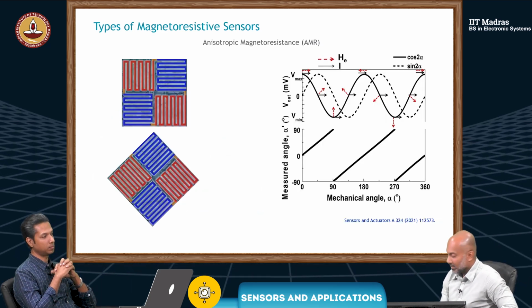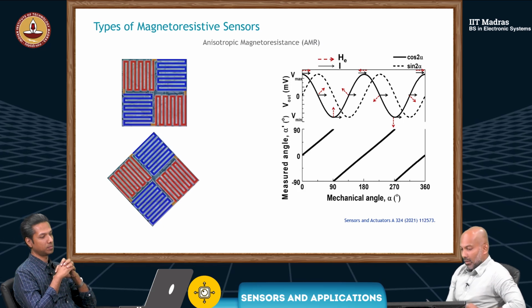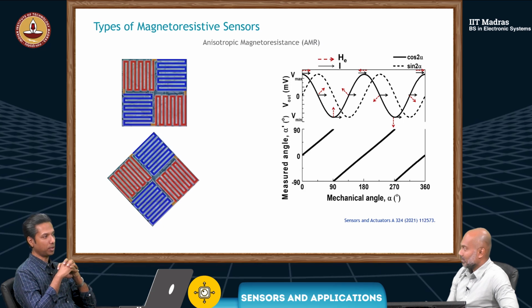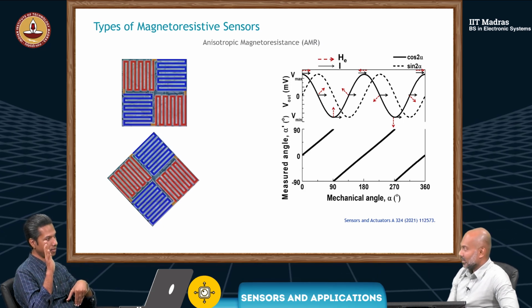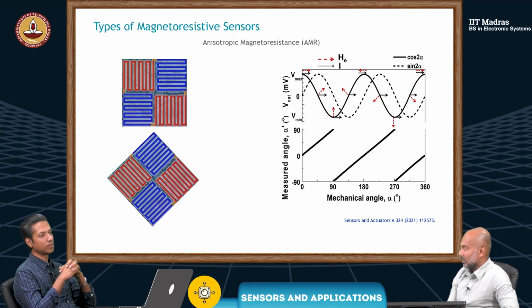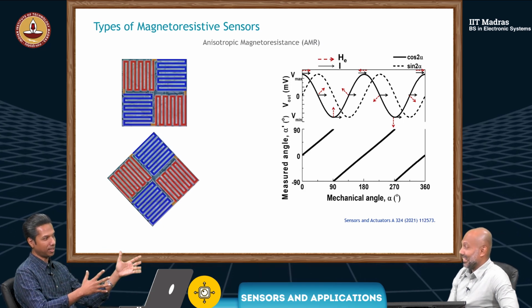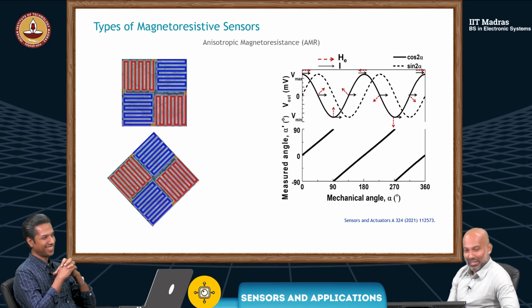You have two of them. And then they are in series. No. So one will sense for some range, the other one will sense for the other range.